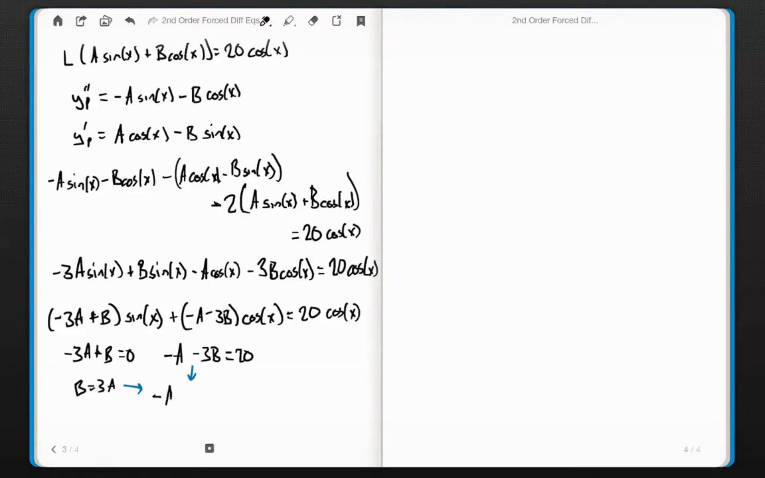So minus a minus 9, 3 times, oh no, b is, yeah, 3a. So that becomes minus 3 times 3a equals 20. So that means that minus a minus 9a, so it's minus 10a equals 20. Right, so a equals minus 2. And that gets a dotted box because that's pretty important.